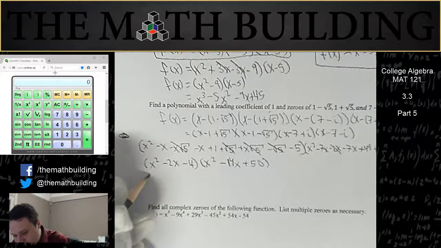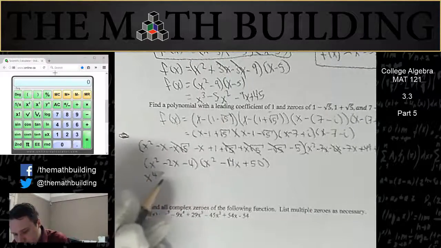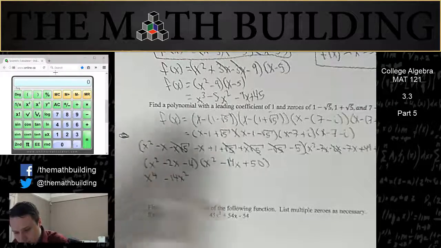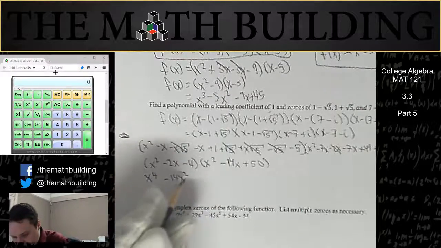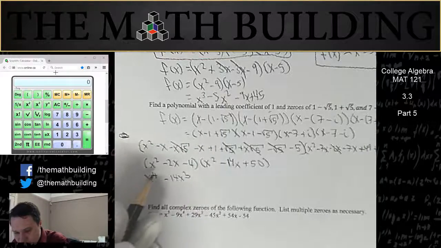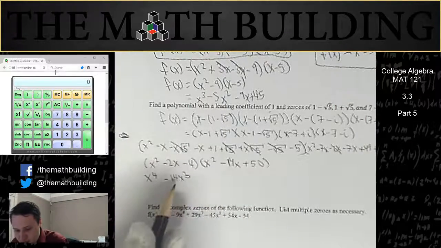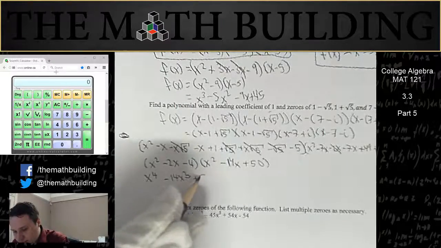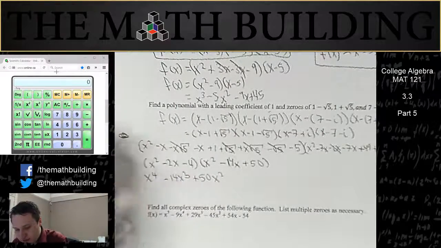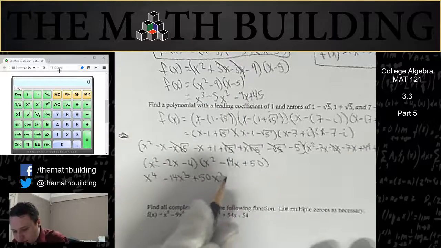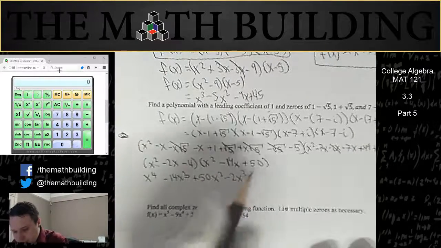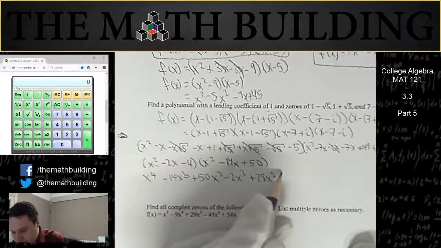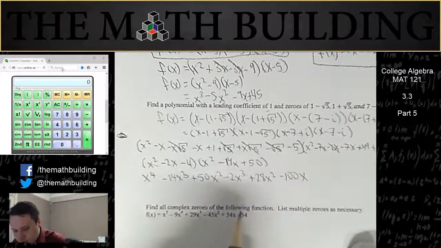So x squared times x squared is x to the 4th, then x squared times negative 14x should be negative 14x to the 3, sorry. And then plus 50x squared. Okay, we've done that one. Minus 2x to the 3 plus 28x squared minus 100x, right?